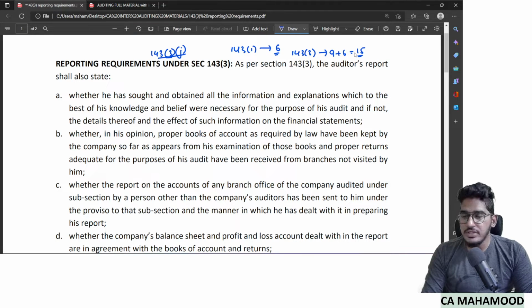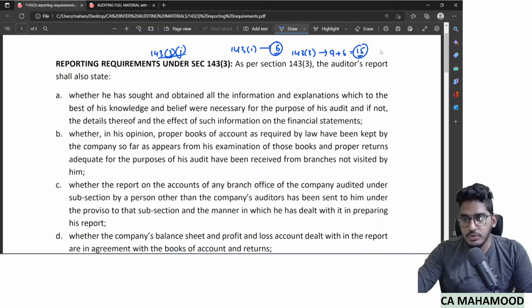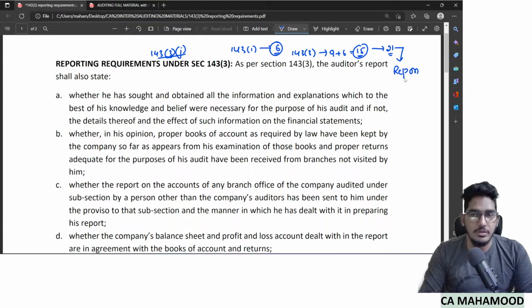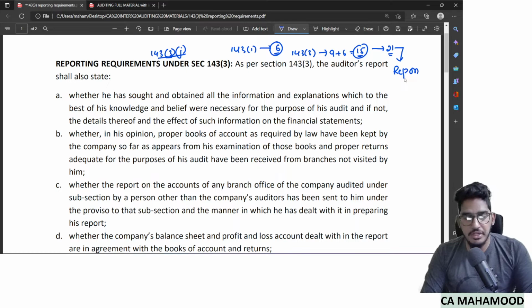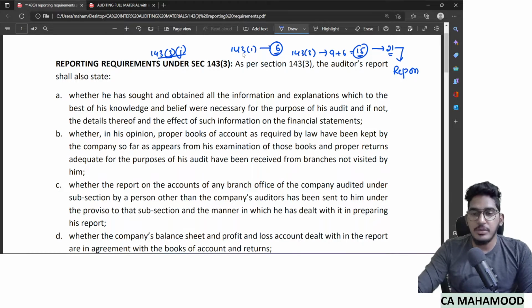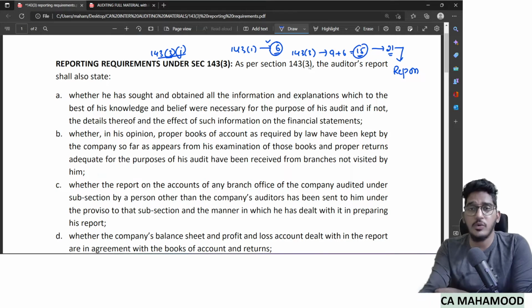Under which paragraph are these points required to be reported? These 6 and these 15 points, put together, the total 21 points, are required to be reported in the audit report under the paragraph reporting on other legal and regulatory requirements. In the audit report which we prepare, there will be many paragraphs and many contents. Out of all that content, one particular heading says report on other legal and regulatory requirements. Under that paragraph, the reporting requirements under 143 subsection 1 and also under 143 subsection 3 are required to be reported.